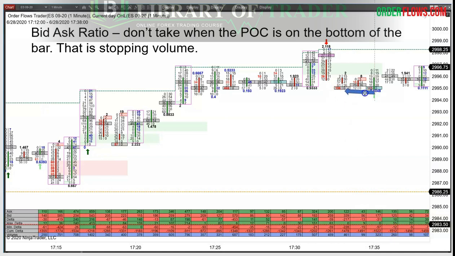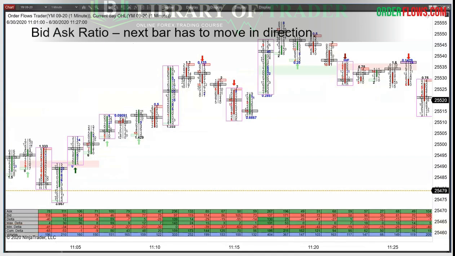Okay, when you see that at the bottom of a red bar or at the top of a green bar, that's one of the caveats. That's stopping volume. Remember what I said earlier in one of the earlier modules: vertical moves are stopped by volume. So in the bid-ask ratio, just as in any order flow, you want the next bar to move in that direction. If not the next bar, the bar after that.